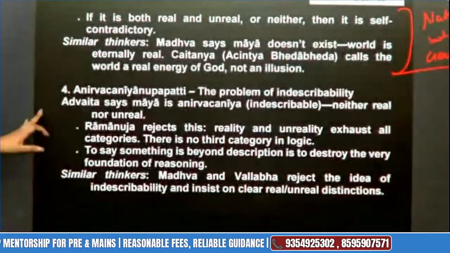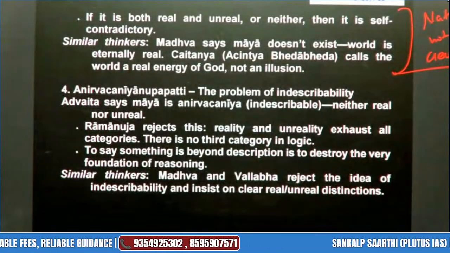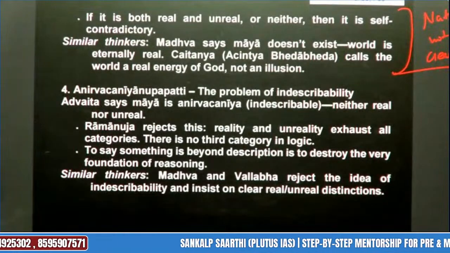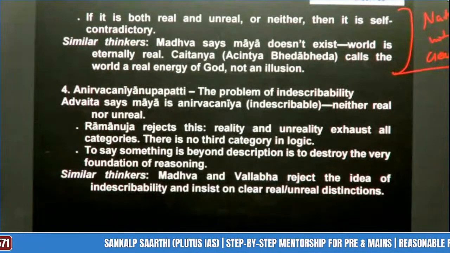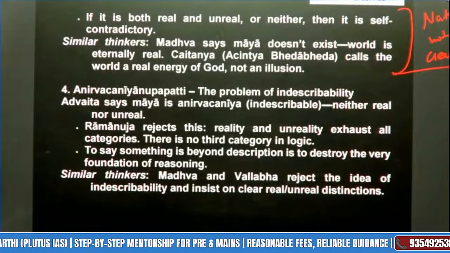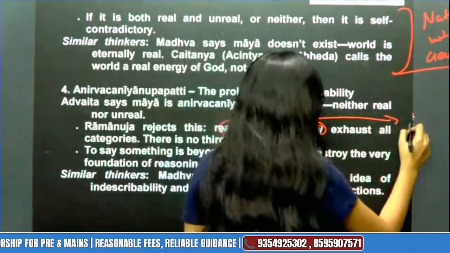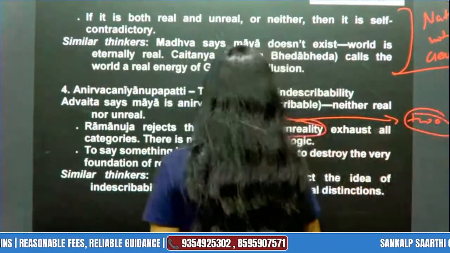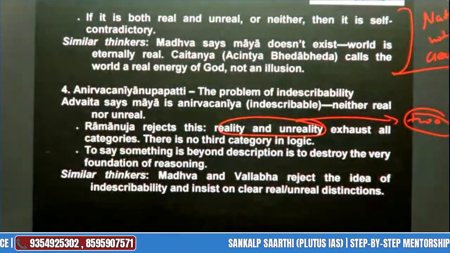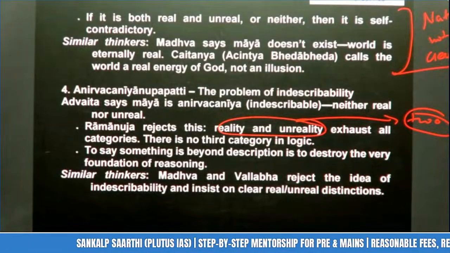Then we have Anirvachaniyatvanupapatti, the problem of indescribability. Advaita says that Maya is Anirvachaniya, indescribable, neither real nor unreal. Ramanuja rejects this, saying that reality and unreality are the only categories. These are the two things only. Either it's real or it's unreal, right? So there is no third category in logic. To say something is beyond description is to destroy the very foundation of reasoning.